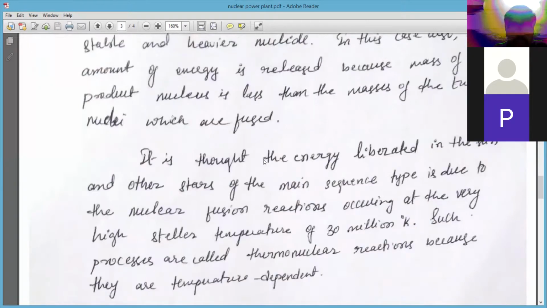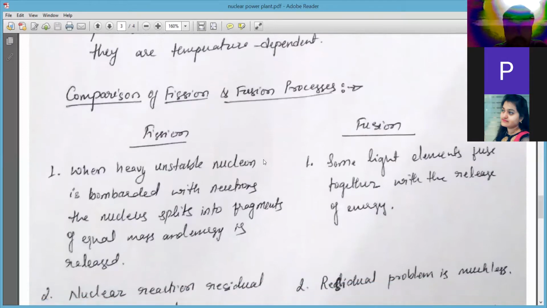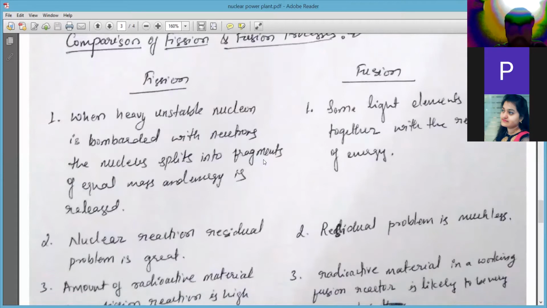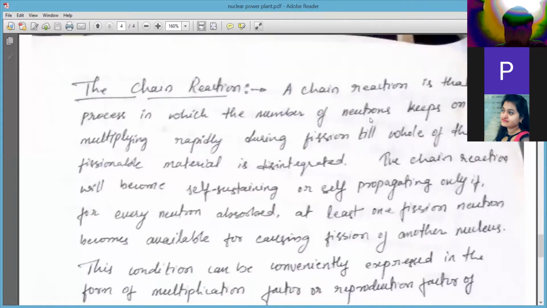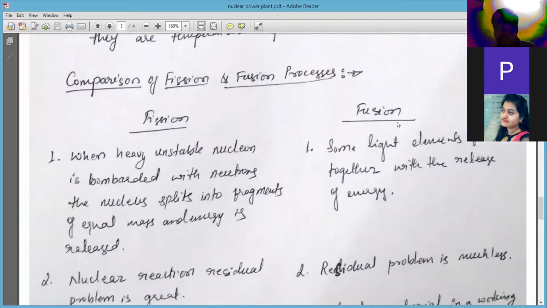So the comparison between fission and fusion process is very important. When a heavy unstable nucleus is bombarded with a neutron, the nucleus splits into fragments. That is called fission reaction. When some light elements combine together, they release energy. That is called fusion reaction.